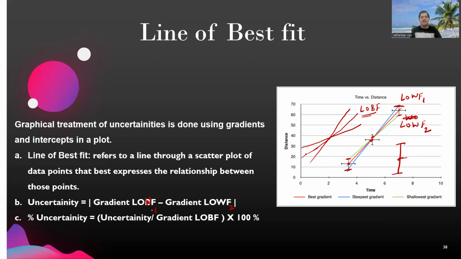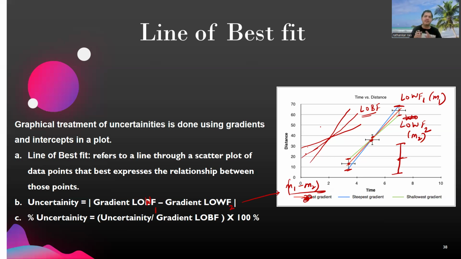So the uncertainty in a gradient is calculated as LOWF1 minus LOWF2. What do I mean? It means the gradient of LOWF1, which I call M1, and the gradient of LOWF2, which I call M2. So you will write this as M1 minus M2 divided by 2. So the uncertainty is (M1 minus M2) divided by 2, and you'll be using this. The percentage uncertainty is this uncertainty divided by the gradient of LOBF. What is LOBF? The line of best fit.